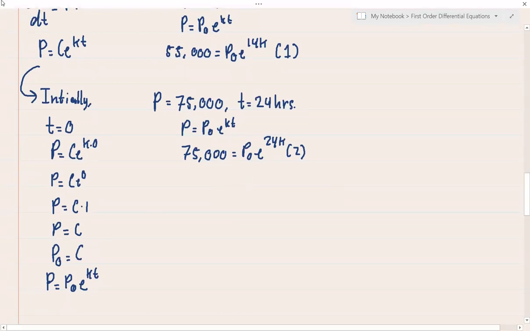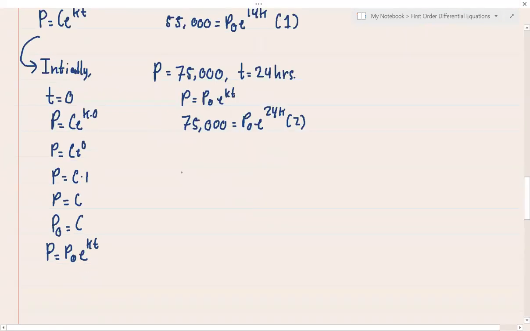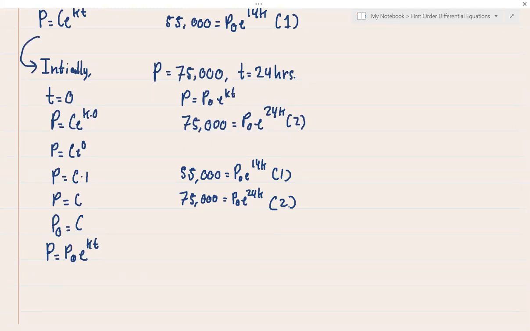Okay. So let me rewrite it this way. So we have the first equation, 55,000 is equal to initial P times e raised to 14K. Then we have 75,000 is equal to P sub 0 e raised to 24K. So ito si first equation at saka ito si second equation. So what I'm going to use is one of the useful methods sa pag-solve ng system of equations, which is substitution method. Okay? So bakit ginamit ko yung method na pang system of equations? Para makuha ko si P sub 0 at saka si K.